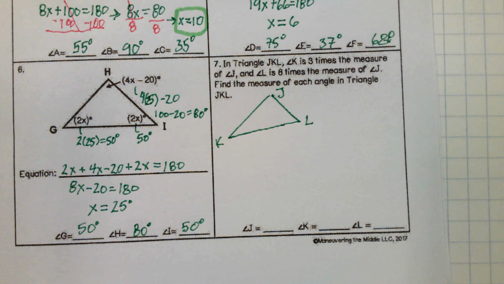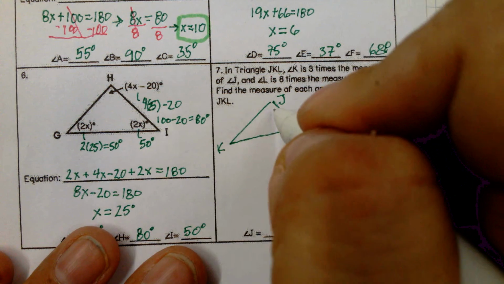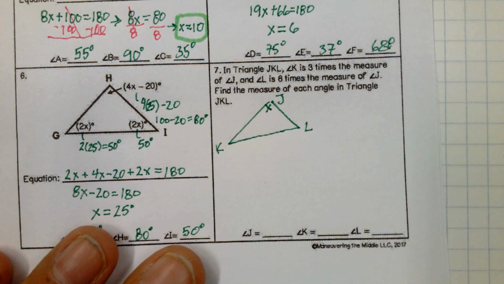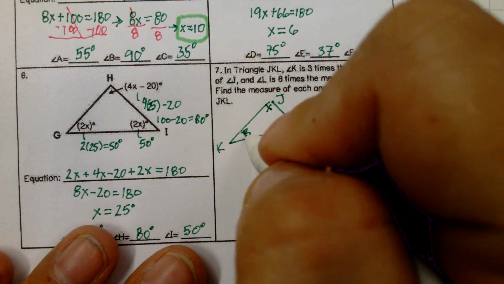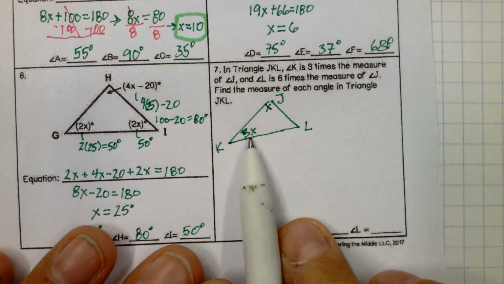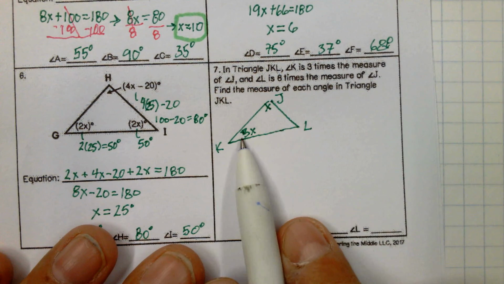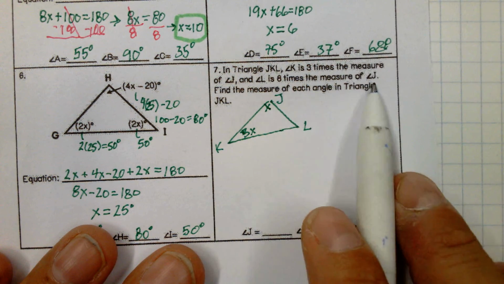All right. So it says angle K is 3 times the measure of angle J. 3 times. So it's 3 times J, right? So let's make angle J x. We don't know what it is, but we know that angle K is 3 times that, so this would be 3x. Do you see how I got that? K is 3 times the measure of angle J. I'm calling J x, so this would be 3x.